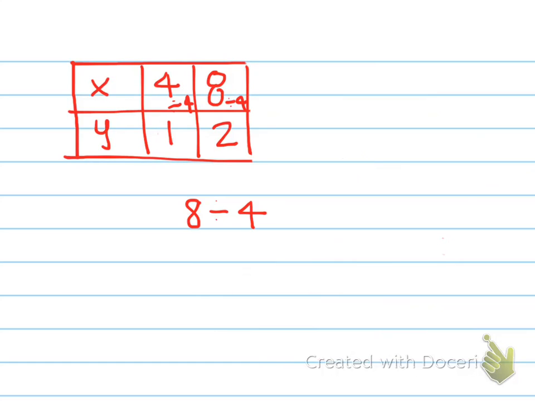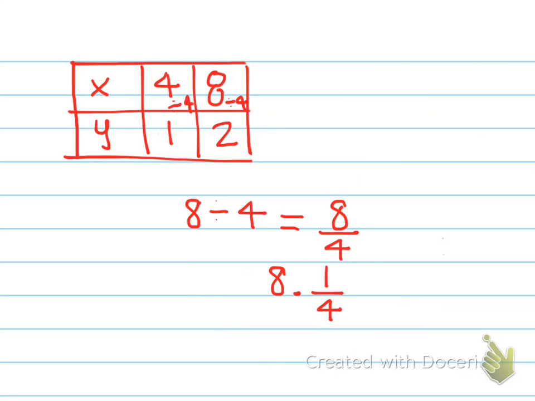How else can we write this? We can say that 8 divided by 4 equals 8 divided by 4. That's the same thing, right? Well, if I am dividing by 4, then I am also multiplying by 1/4.